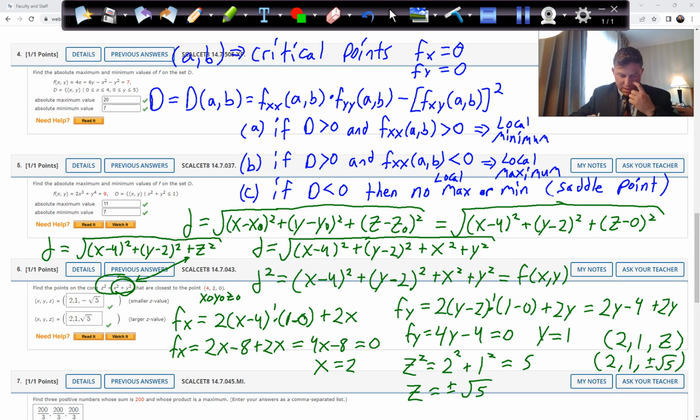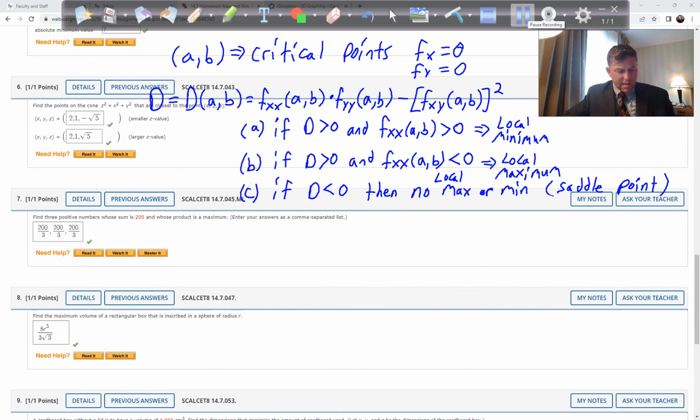That point, which is on the cone, should be the closest to the point 4, 2, 0. And there's 2 of them, so there's some symmetry here. And so you would just type 2, 1, minus root 5 for the smaller z value, 2, 1, root 5 for the larger z value. And that'll get you problem 6.